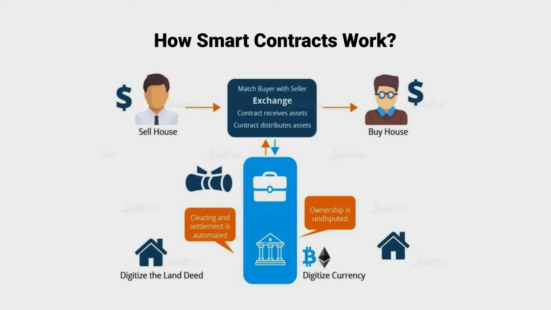Here you can see the digitized land deed, and digitization of the currency like cryptocurrency may be used in order to do the transactions. So both the parties come to a kind of smart contract wherein one person is selling the house and the other person is buying that house. Automatically, the person selling the house will receive the assets or the cash, and whoever is buying the house receives the documents called the registration documents.